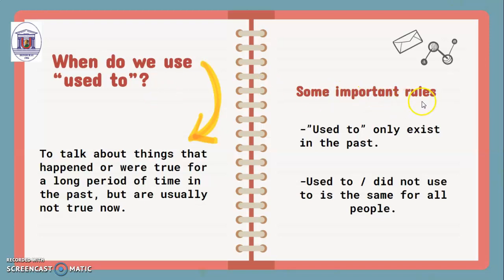Some important rules about used to. Used to only exists in the past, not in the present, not in the future, just in the past. Activities that you used to do in the past. Used to, didn't use to, is the same for all people. It's the same structure. This one doesn't change.